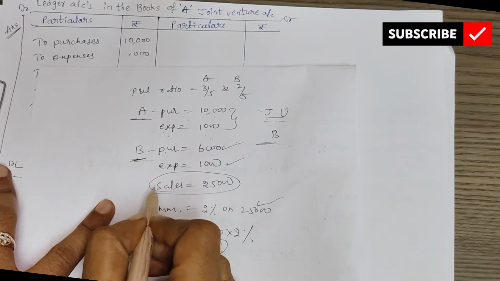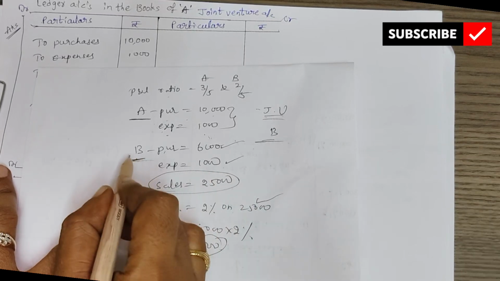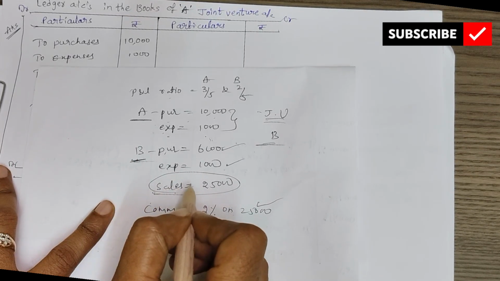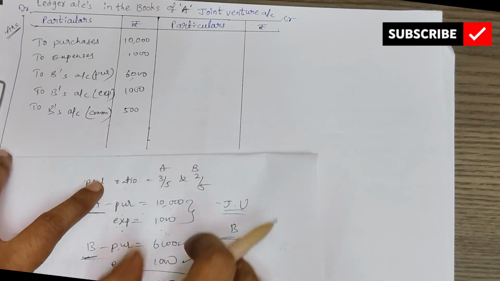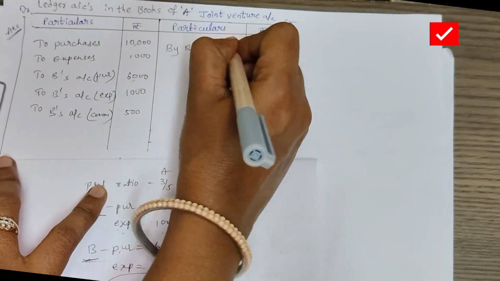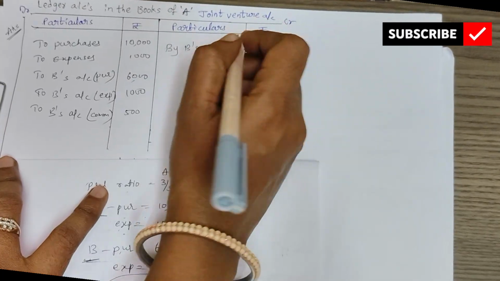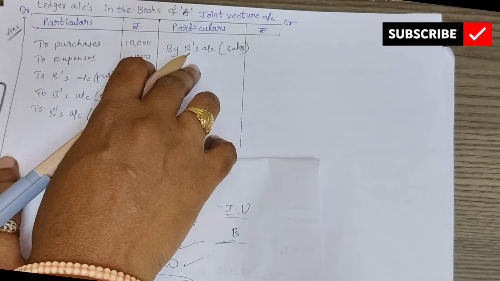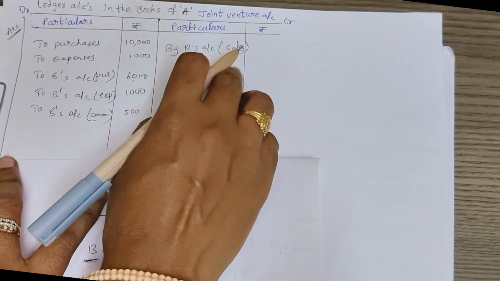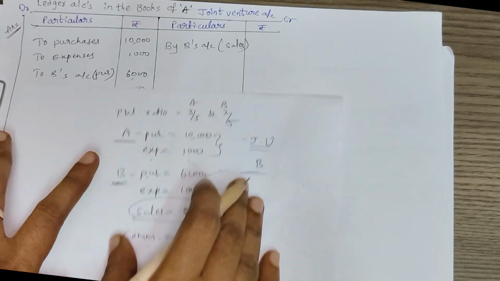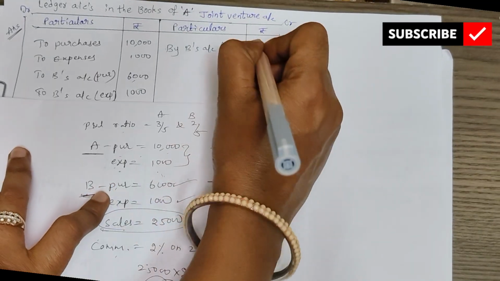Okay. So here one more transaction is there related to B. So B's sales are there. Sale is the income. Income will come under joint venture account credit side. So by B's account, in bracket sales. Because why we are writing B's account? B is a co-venturer. Okay. In bracket, what transaction is happened, that transaction name we are writing here. Okay. So what is the amount of sales? 25,000.